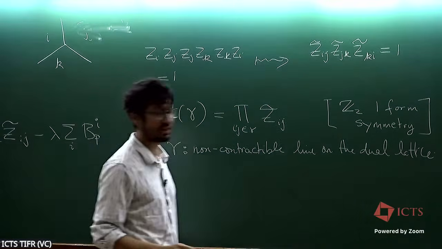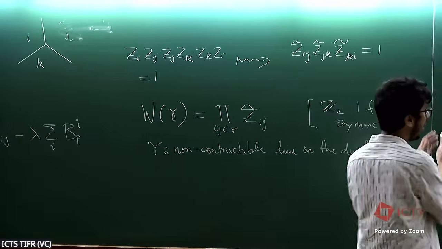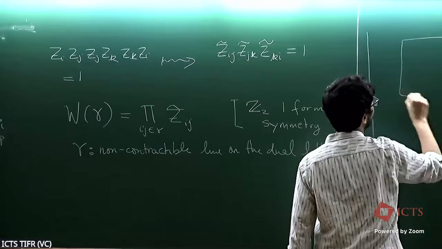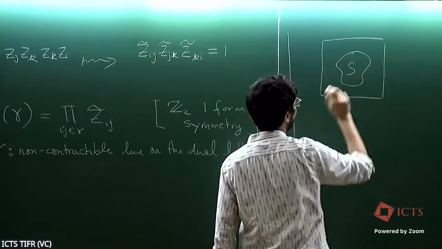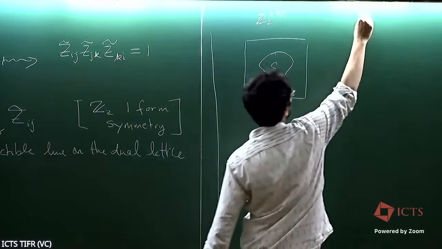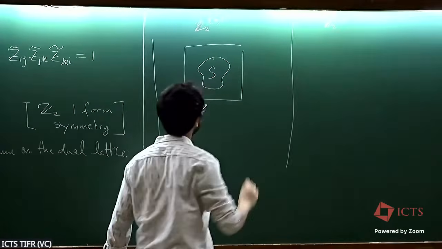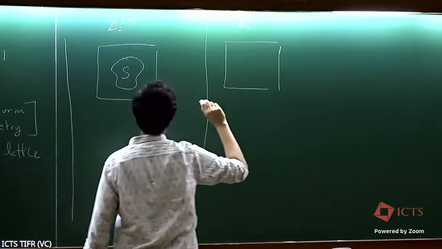And it's interesting to ask how operators map between these two theories. So if I take some patch and define the S operator on a patch, this is a Z2 zero-form symmetry operator, and these are Z2 one-form. These are the operators in the gauge theory. And this thing maps to a charged line.